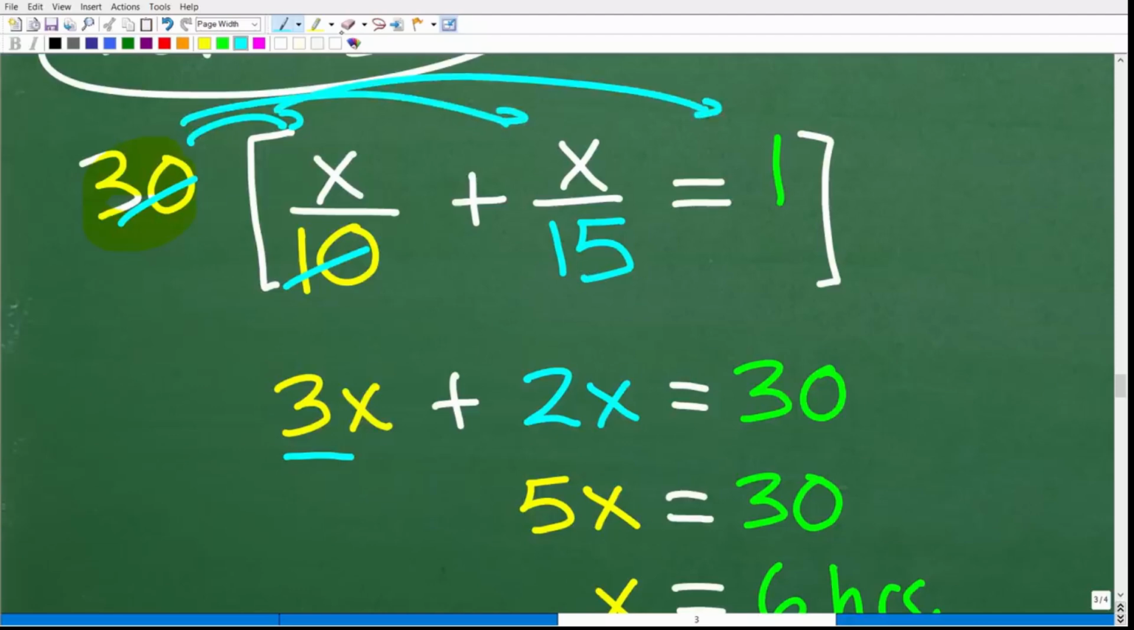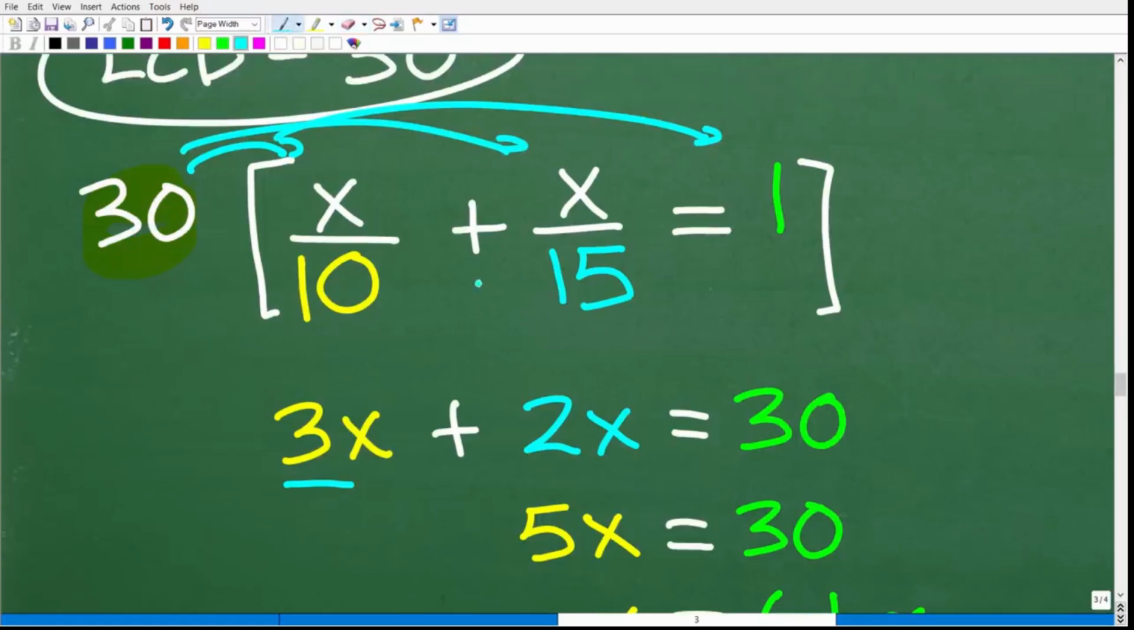Let me just not go so quick here. I know a lot of you are maybe saying, slow down, Mr. YouTube Math Man. Okay, so 30 times x over 15. 15 goes into 30 twice, so that's 2x. And now 30 times 1 is 30.